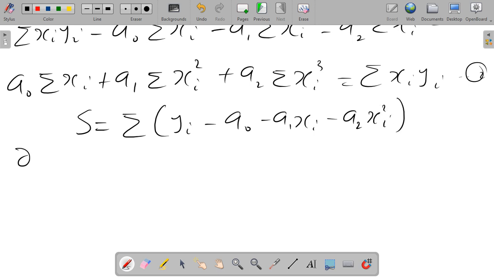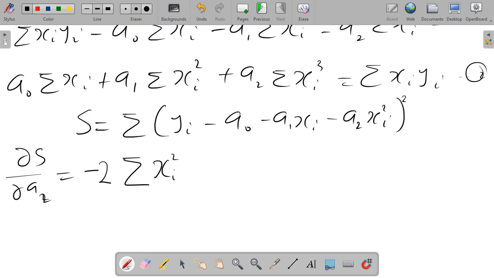So partial s over partial a2 now will be equal to, be careful, if we differentiate a2, it is going to give us minus x squared i. So the minus will be outside, and the squared here, the 2 here will come and multiply to have minus 2 here, the summation of, so what I'm supposed to have inside here is x squared i, because the differentiation of this is giving minus x squared i.